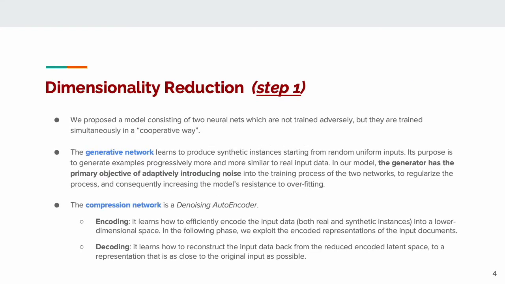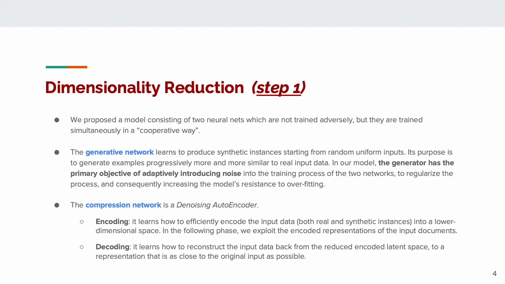At the beginning, in the dimensionality reduction phase, we proposed a model consisting of 2 neural networks, a generator and an autoencoder. These 2 networks are not trained in an adversarial way, like in a classical GAN scheme, but they are trained simultaneously in a sort of cooperative way.